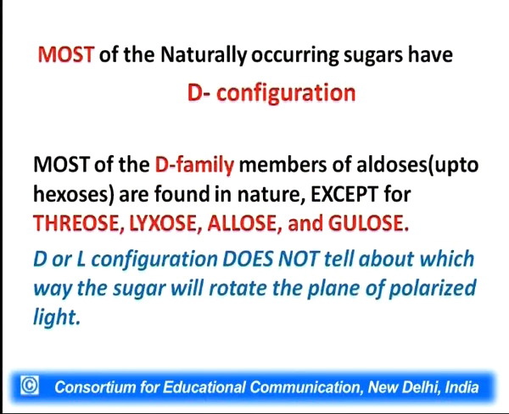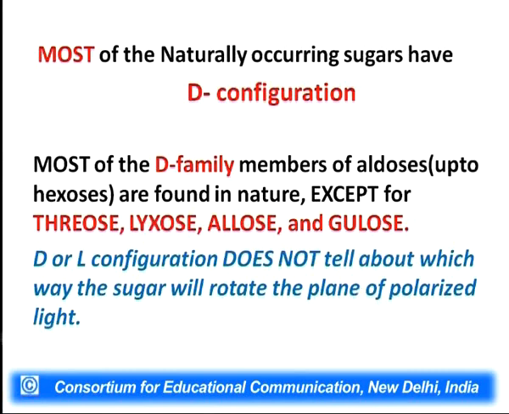So now we know that most of the members of the D family are found in nature, except for threose, which is a tetrose, and lyxose, which is a pentose, and allose and gulose, which are hexoses. So all these 4 aldoses are not found in nature. Otherwise, all the other members of the D family are found in nature.